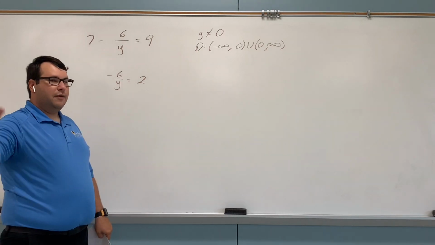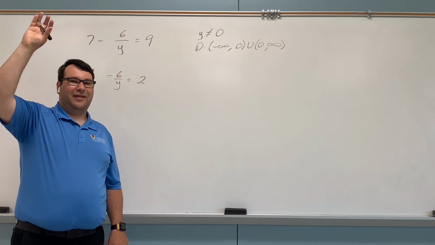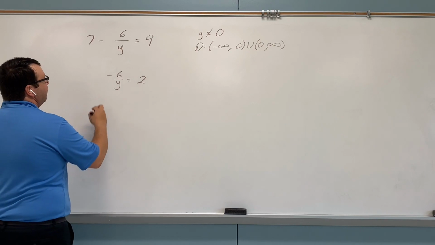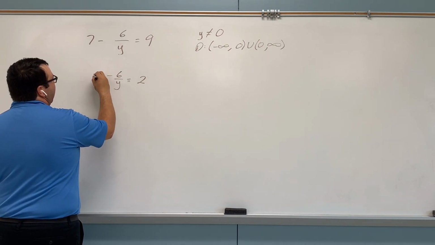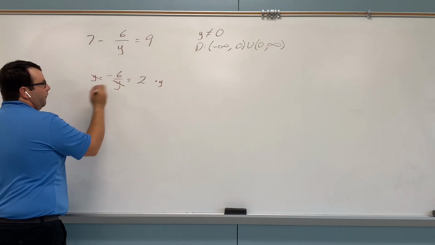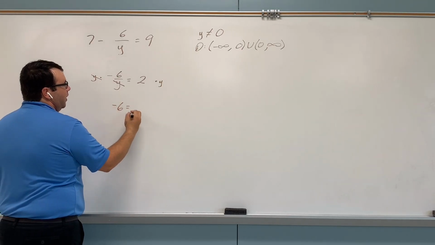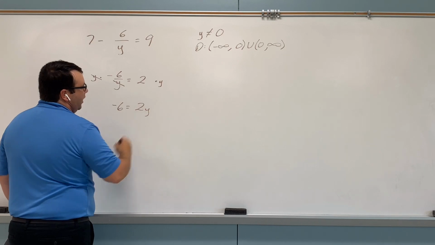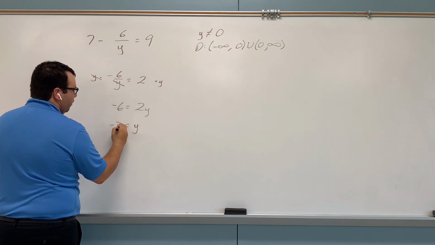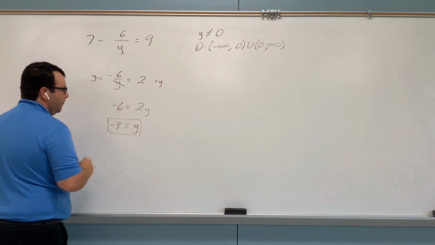Now, how many people love fractions? Yeah, that's what I thought. Let's go ahead and clear those fractions. Let's multiply by the LCD, which is going to be y, to every side here. That cancels my fraction here. That's a negative 6 is equal to 2y. Divide by 2, y is equal to a negative 3.